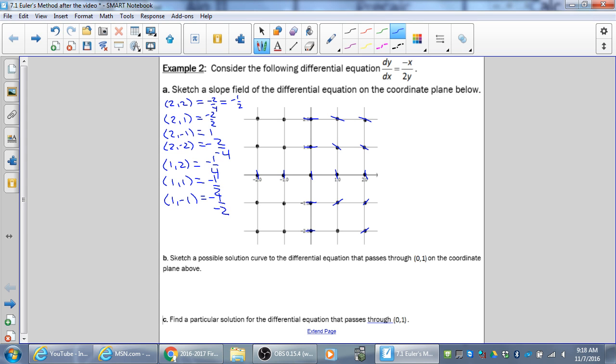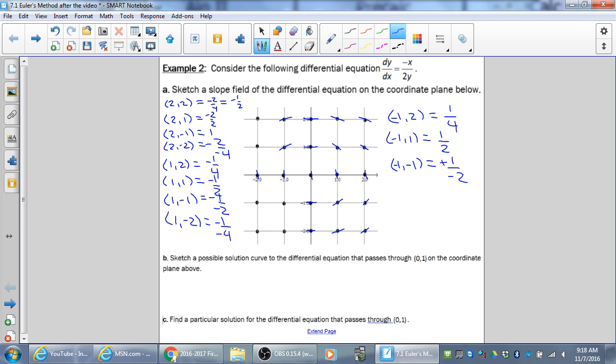It's like that. 1, negative 2. Negative 1 over negative 4. So 1/4. It's flattening out. Negative 1, 2. That's 1/4. 1/4. Negative 1, 1. 1/2. 1, negative 1. Negative 1 over negative 2. A half. Oh, wait, no. That doesn't make sense. Negative 1, negative 1. There we go. So it makes that positive.